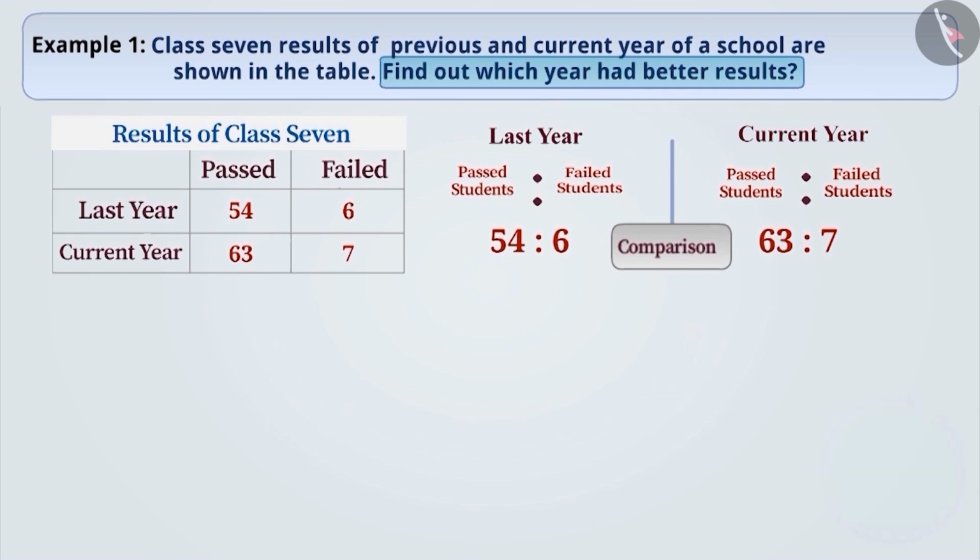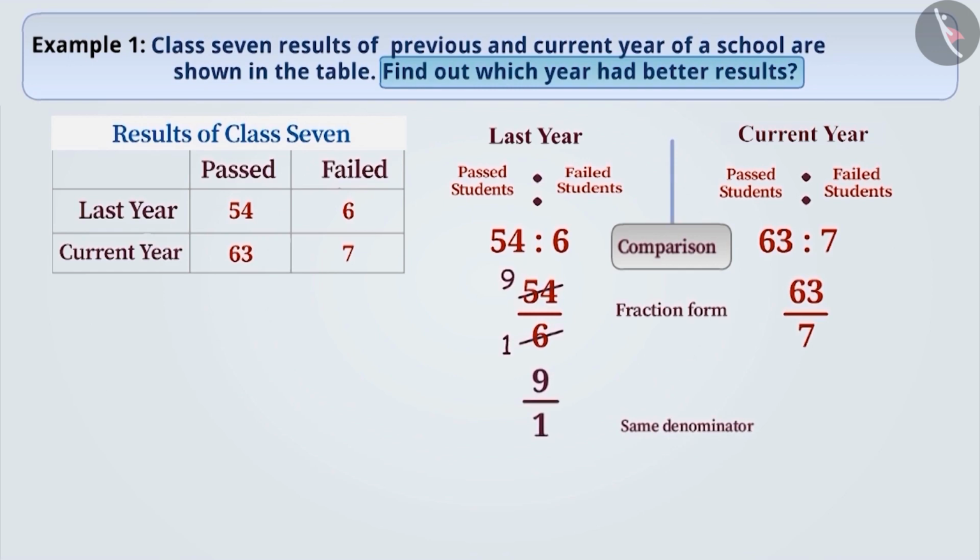Absolutely right. To find out whether the two ratios are equivalent ratios or not, we express both the ratios in the form of fractions. For example, we would express 54 is to 6 as 54 by 6 and 63 is to 7 as 63 by 7. Now convert them into fractions with the same denominator. Here, we see that 54 can be divided by 6, which will reduce the fraction to 9 by 1. Similarly, 63 can be divided by 7 and will also reduce the fraction to 9 by 1.